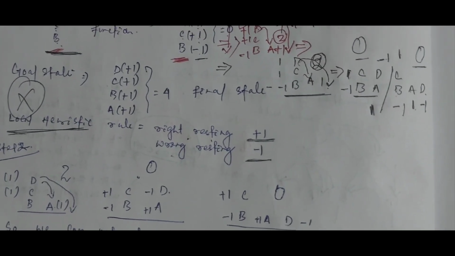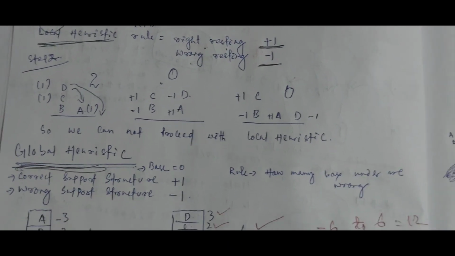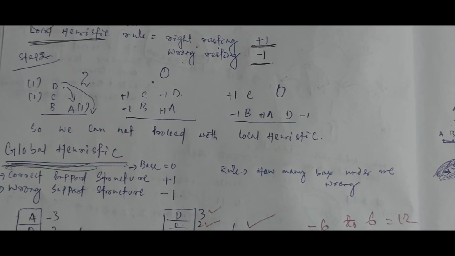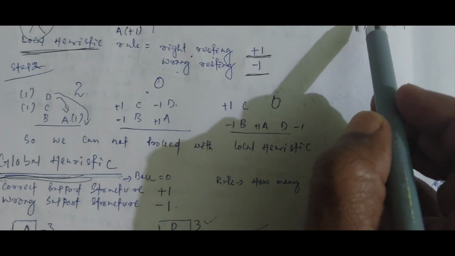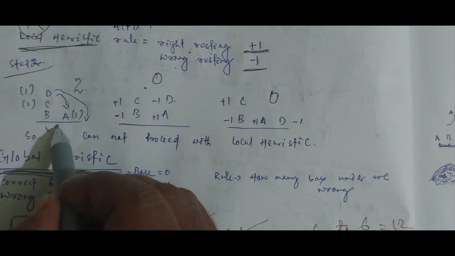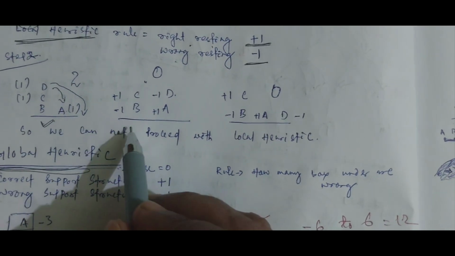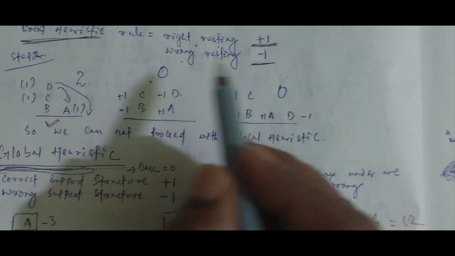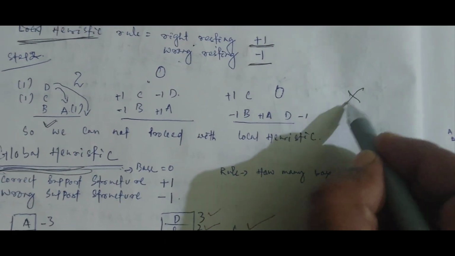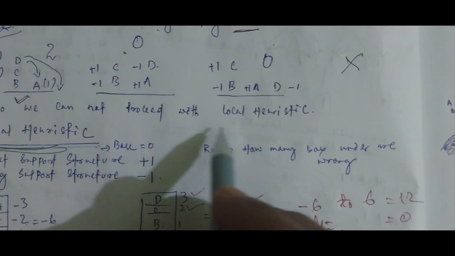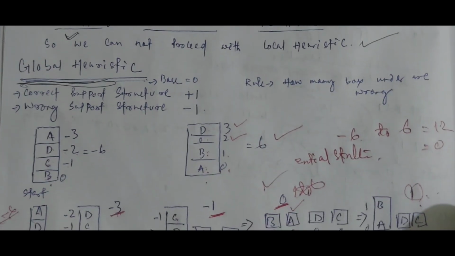Then we are going for global heuristic. As we know, there are two ways of solving the problem. The local heuristic I have done: on the first iteration it was 2, on the second iteration it becomes 0. The same 0 is repeated, because of that local heuristic is cancelled. So we cannot proceed with local heuristic. That is over. Then I am going for global heuristic.